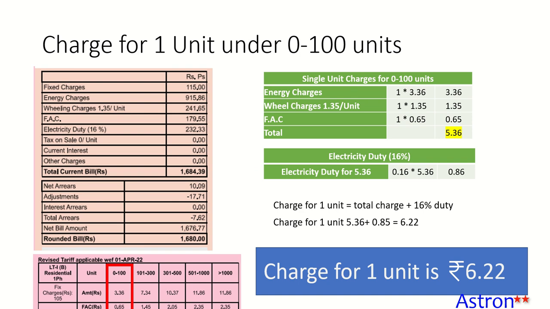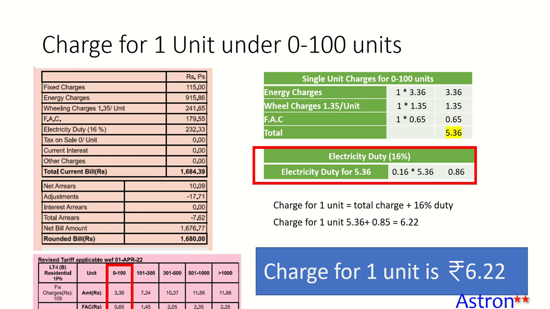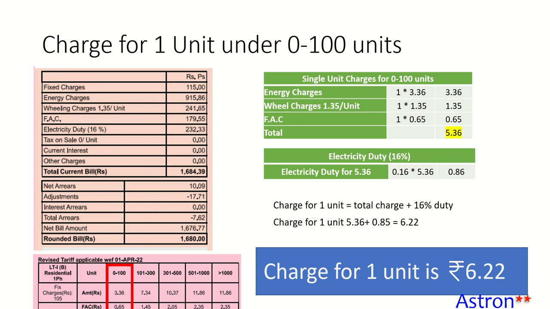We are paying 336 for energy charges, then 1.35 for wheeling charges, and 0.65 for FAC, so the total becomes 5.36 rupees. And when we add electricity duty to that, the total charge becomes 6.22 rupees. It means for a single unit we are paying 6.22 rupees when the unit consumption is under 0 to 100.